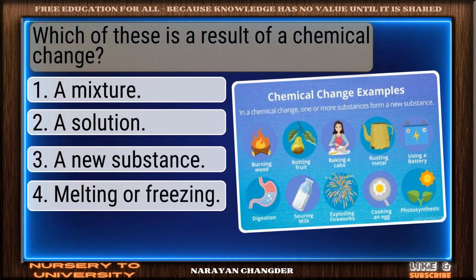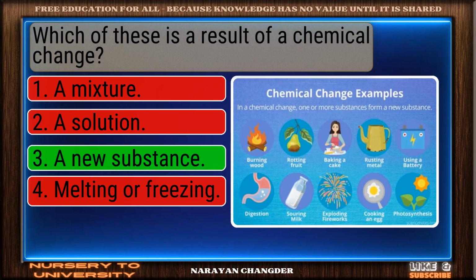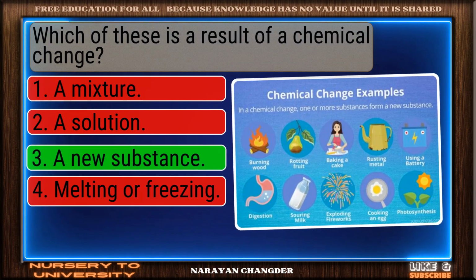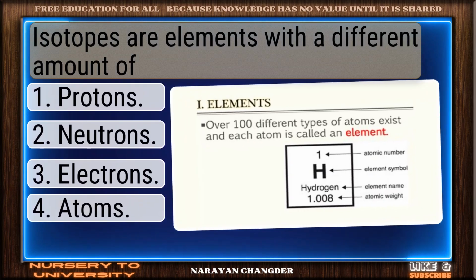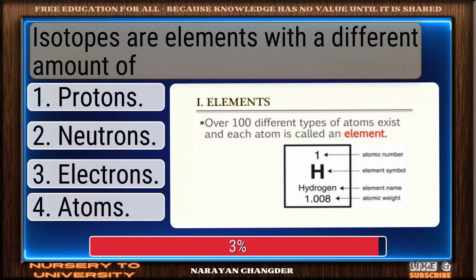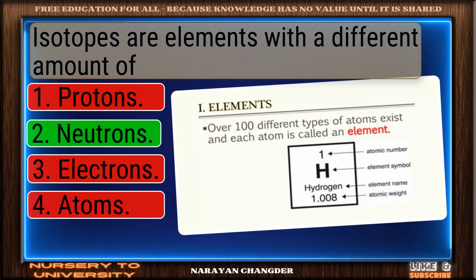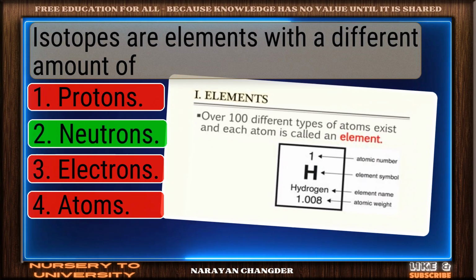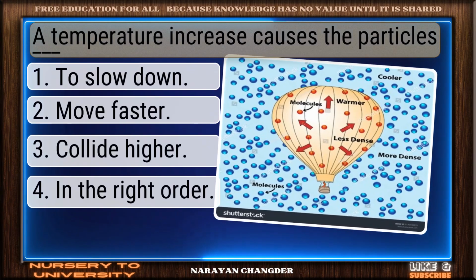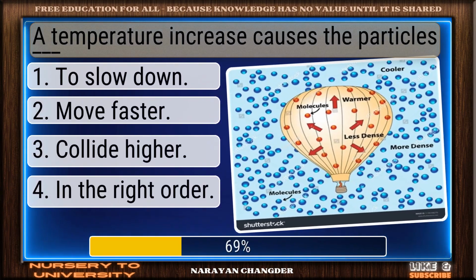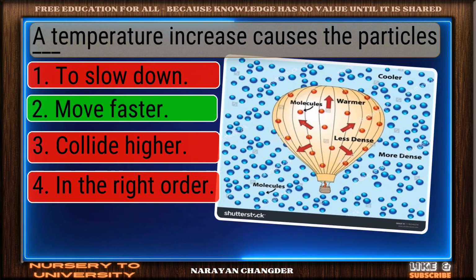Which of these is a result of a chemical change? Bravo. A new substance is the answer. Isotopes are elements with a different amount of dash. Smart pick. Neutrons is the correct choice. A temperature increase causes the particles dash. Right again. Move faster is a valid answer.